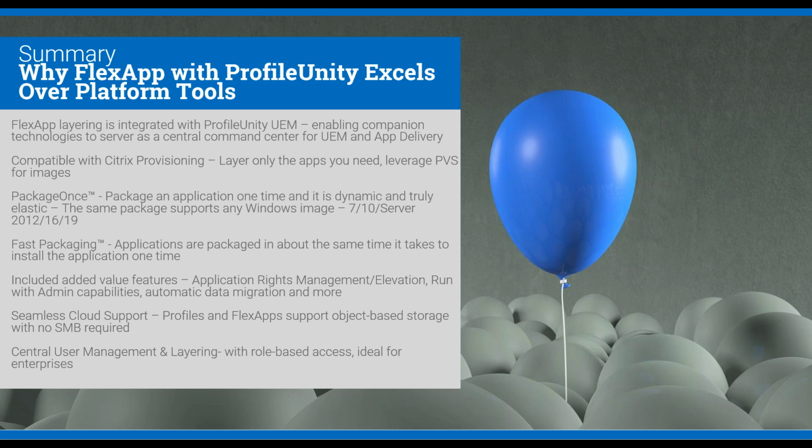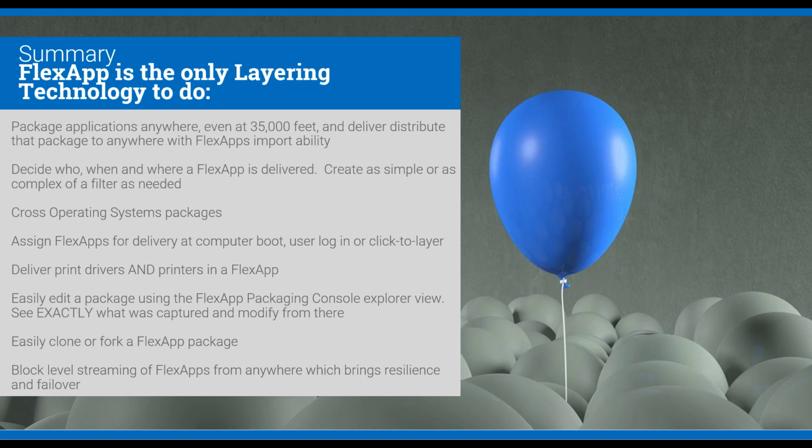So you can read the rest of this stuff, but it's pretty simple. So what does FlexApp deliver that other layering technologies do not? It ends up being quite a bit. And I think packaging is an extremely important piece of what we do that shows the difference of why FlexApp, architecturally, is not built the same as other technologies in this area. As the first one says, you can package an app at 35,000 feet.